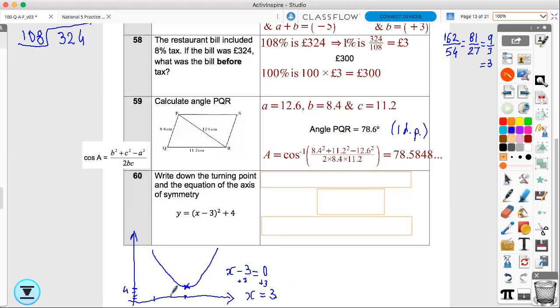This is not to scale, but they've not asked me all this. They asked: write down the turning point. The turning point is x equals 3, y equals 4. This is what we should be writing. Now the equation of the axis of symmetry is there for me. It's just going to cut here, and that is x equals 3. So by trying to understand what I've got in front of me and drawing it, I've managed to extract everything I needed.